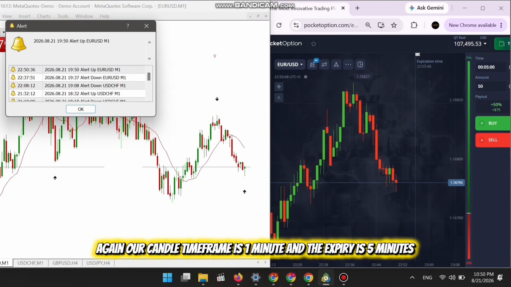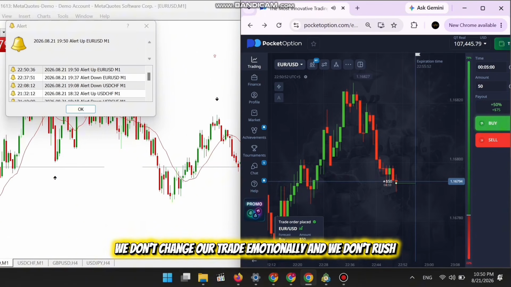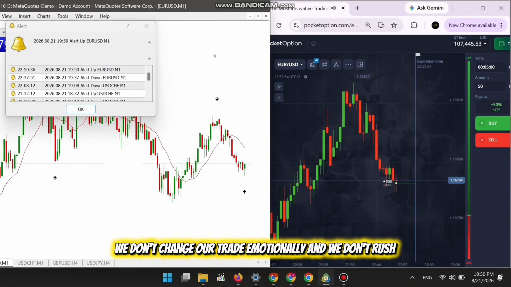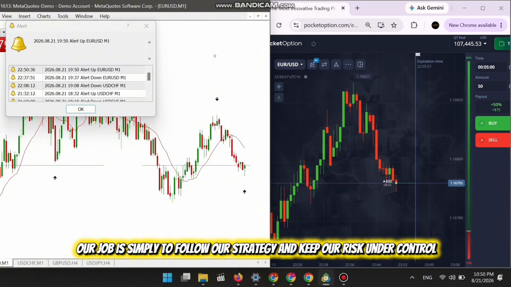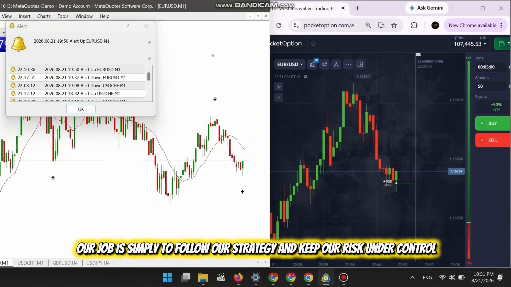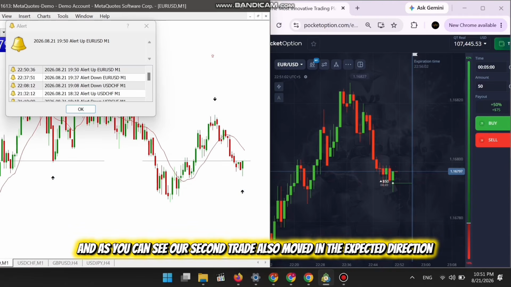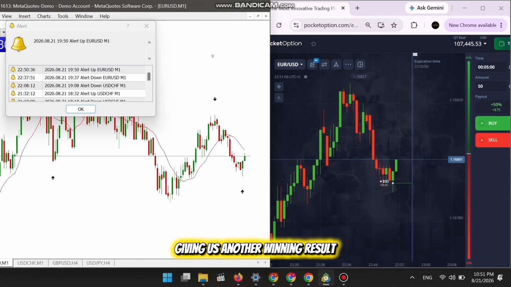Again, our candle time frame is 1 minute and the expiry is 5 minutes. We don't change our trade emotionally and we don't rush. Our job is simply to follow our strategy and keep our risk under control. And as you can see, our second trade also moved in the expected direction, giving us another winning result.